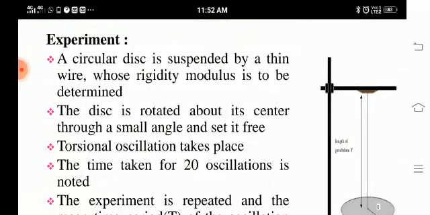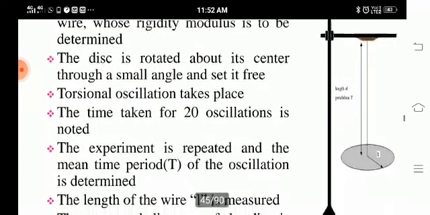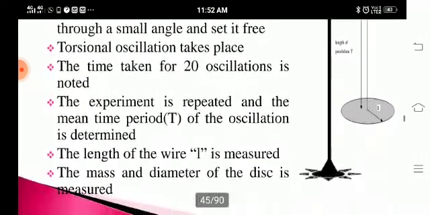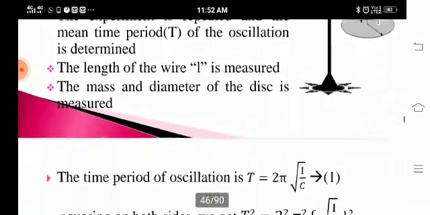A circular disc is suspended by a thin wire whose rigidity modulus is to be determined. The disc is rotated about its center through a small angle and set free. Torsional oscillation takes place due to this action, and the time taken is measured for 20 oscillations. The experiment is repeated and the mean time period T of the oscillation is determined, and the length of the wire is also measured. The mass and the diameter of the disc are measured.